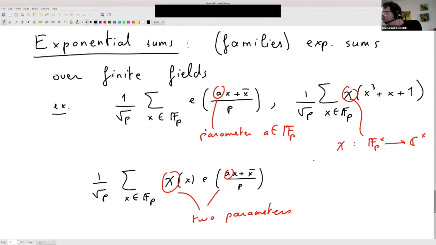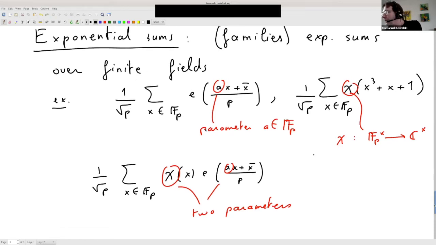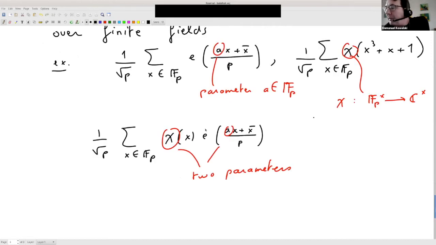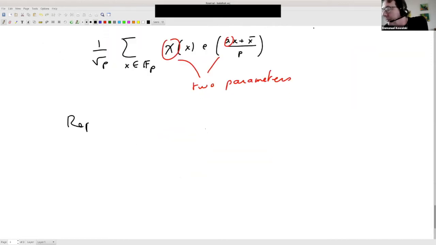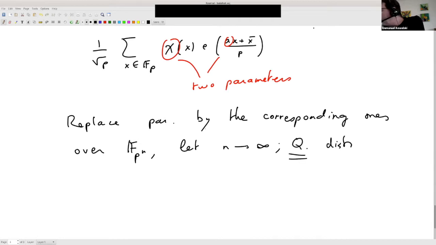And each finite field gives us only finitely many points. So usually we cannot say much about the distribution of finitely many points. So we typically replace the parameters by the corresponding ones over extension fields of F_p, so F_p to the n, and let n go to infinity. The question is then the distribution of these sums asymptotically.